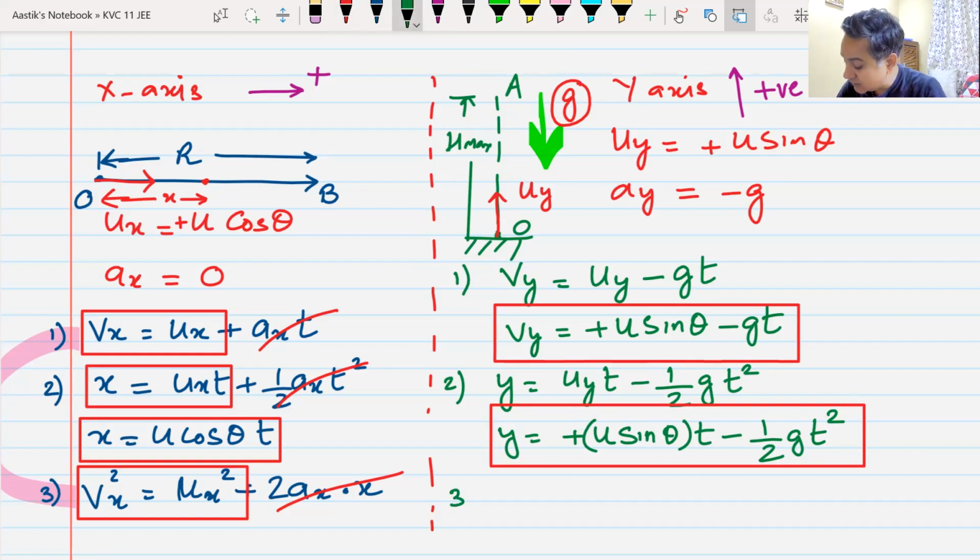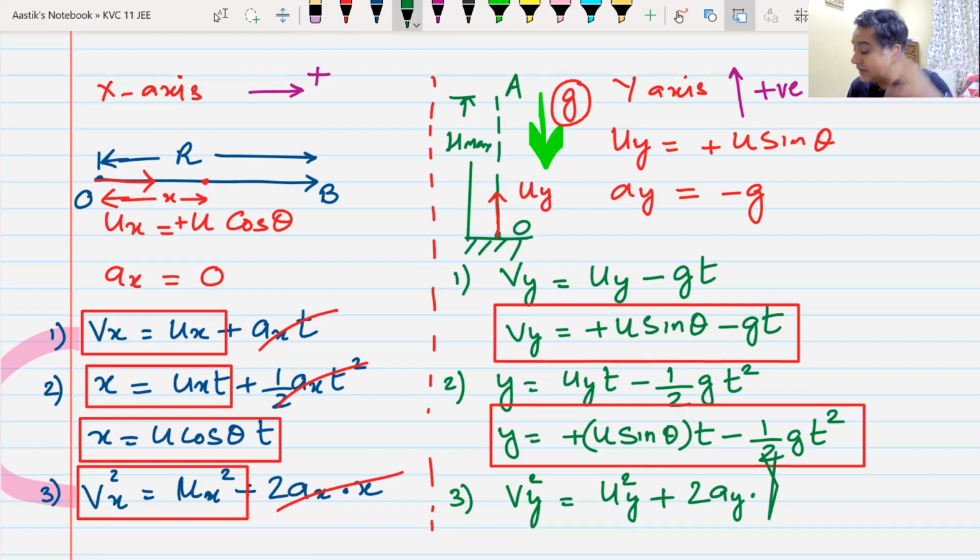You can also write the third equation. And how does the third equation look? Vy square will be equal to uy square plus 2 times acceleration along y multiplied by y. I can put the values: uy is plus u sin theta, ay is minus g, and I will end up with the formula for velocity along y-axis. Do we understand this? Yes or no?